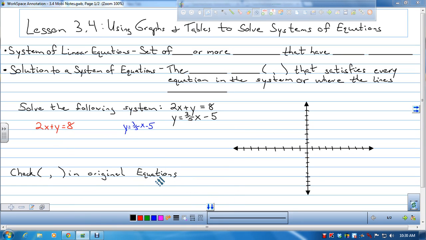Algebra 1 class. Let's start in on lesson 3-4 today. It won't be too long of a lesson. We're going to talk about using graphs and tables, primarily graphs, to solve systems of equations. There's going to be a couple different ways that we do this.